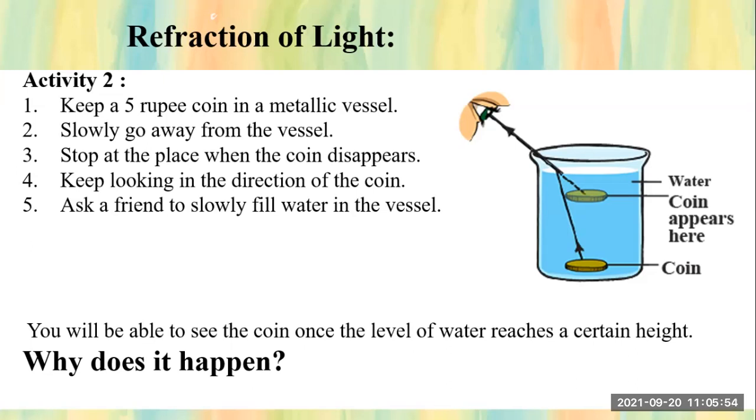So how do these changes take place, students? When there was no water, you were not able to see that coin, but now as your friend has filled water and the water has reached some height, again you are able to see the coin at some other position, right? So again, the same question comes to my mind: why is this happening? What is the science behind that? What is the reason behind that?